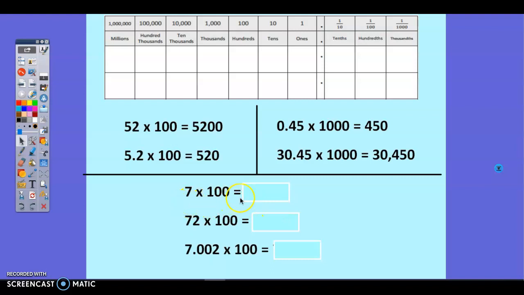32,450. 7 times 100. 7 times 1 is 7, plus 2 zeros is 700. 72 times 100 is 7,200. And 7 and 2 thousandths times 100 is 2 place value jumps, giving us 702 tenths. Nice work, folks.